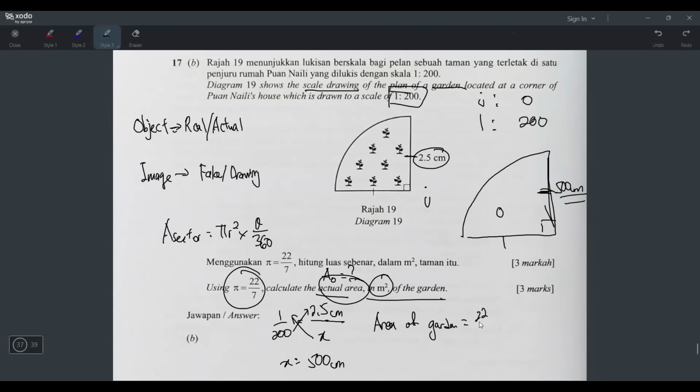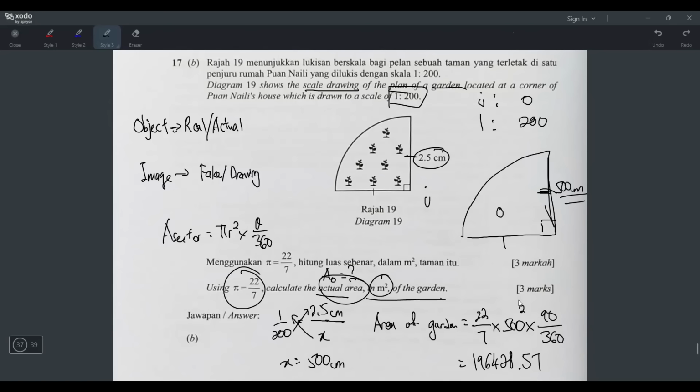So pi is 22/7. Darab with the radius. Okay, the radius is 500 cm, right? And then darab dengan r square, and then times with angle over 360. Angle is 90 over 360 lah. Okay. Alright, so tekan all this and you will get the area answer. Let me press 22/7 times 500 square times 90 over 360. Okay, I got 196428. And then let's write two decimal places, 0.57.